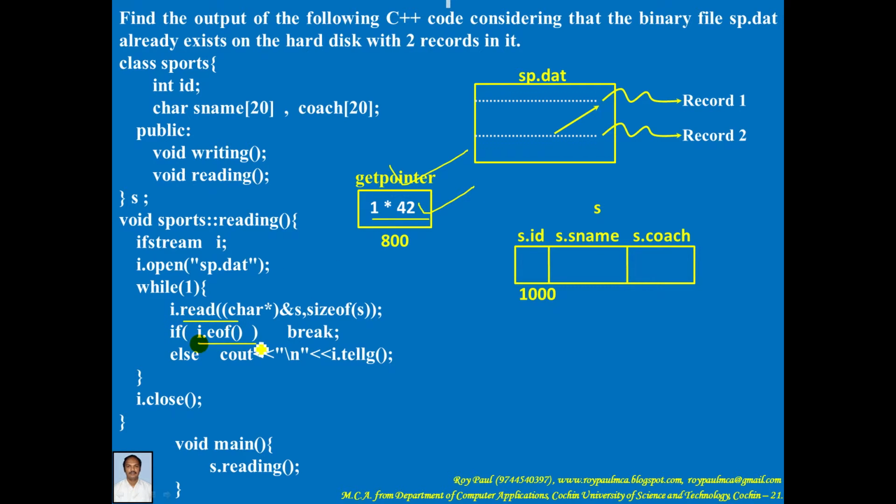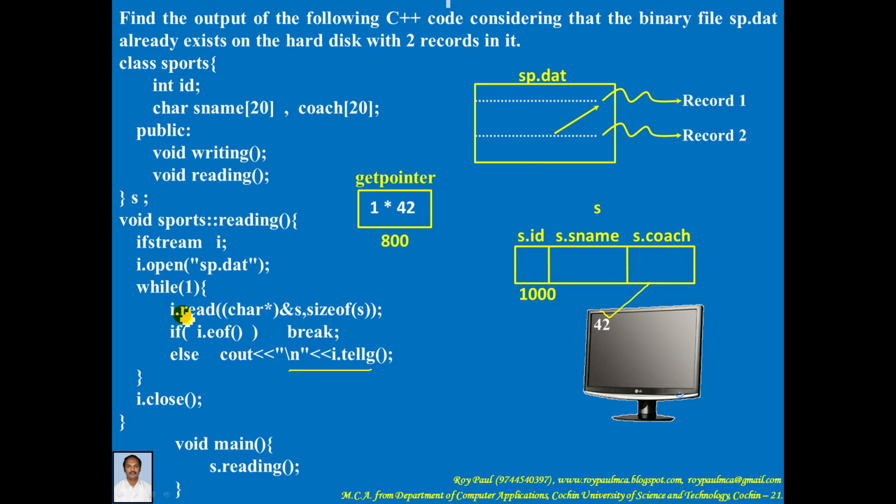Now after this the control comes here. eof, if the end of the file is reached, returns 1, and if the end of the file is not reached, returns 0. Here one record was successfully read, the end of the file is not reached, so this function returns 0. The condition tested here is not equal to 0, so 0 not equal to 0 is false, and control goes to the else part. In a new line you get the answer. tellg returns the current value of get pointer, 1 into 42, that is 42. So on the computer's monitor you get the answer 42.